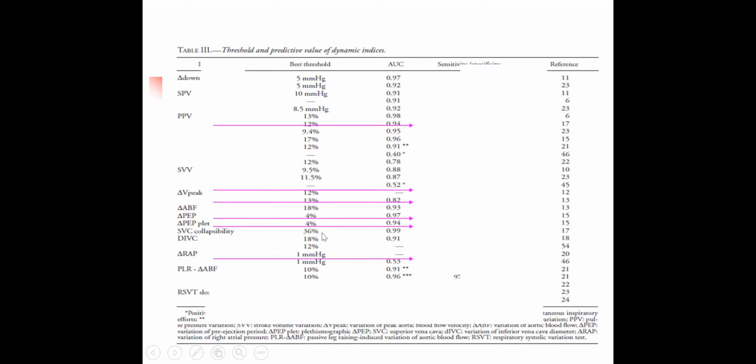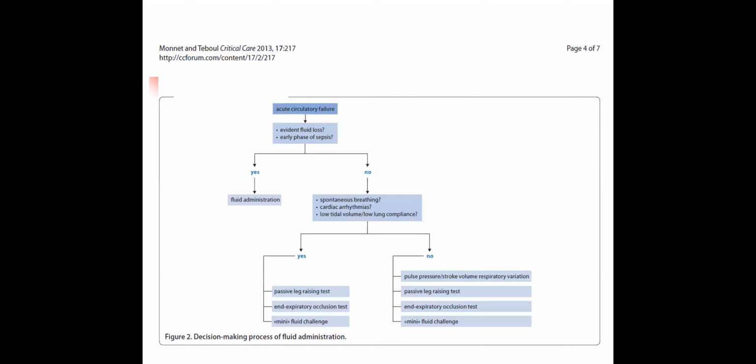SVC collapsibility, 36%. IVC distensibility, 18%. Delta RAP, that is the inspiratory fall in right atrial pressure, 1 millimeter mercury. And passive leg raising induced change in aortic blood flow, 10%. So these are some threshold values.